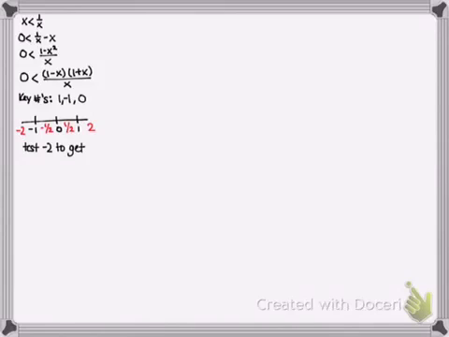you get -2. So 1 minus -2 is 1 plus 2, which is 3, which is positive. And then 1 plus -2 is -1, so that's negative. And then -2 itself is negative. So this whole thing is positive. So here I have a positive.